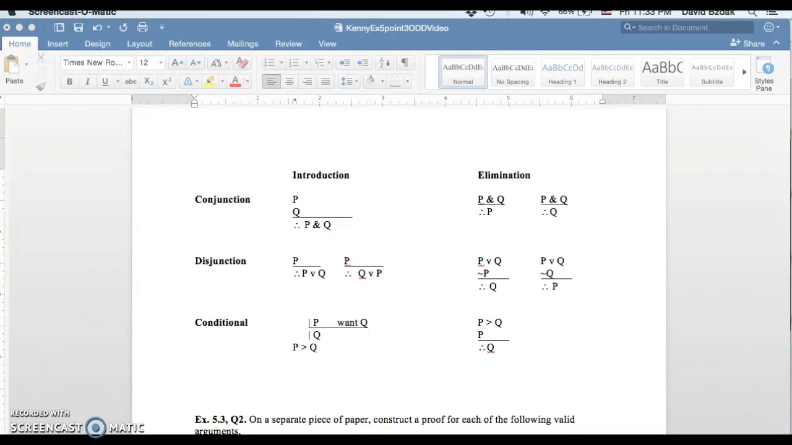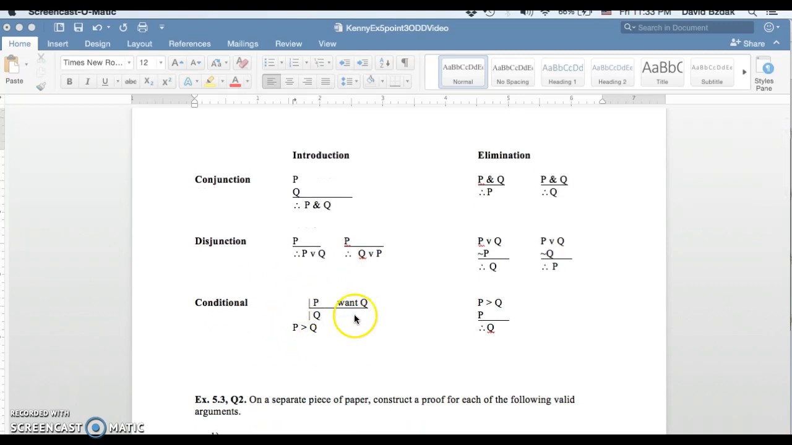This is exercise 5.3, which introduces another new rule, this one the conditional introduction rule. So with 5.3, we've got three of the operators, and we've got introduction and elimination rules for each. Now the conditional introduction rule is a little funny, and you can kind of see that just looking at how it's written.